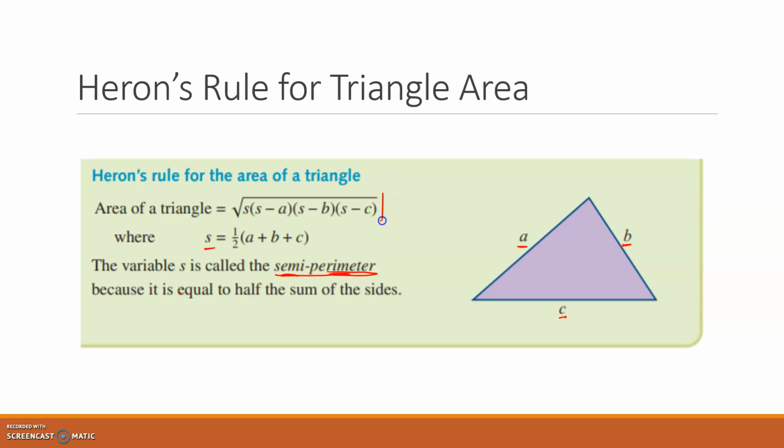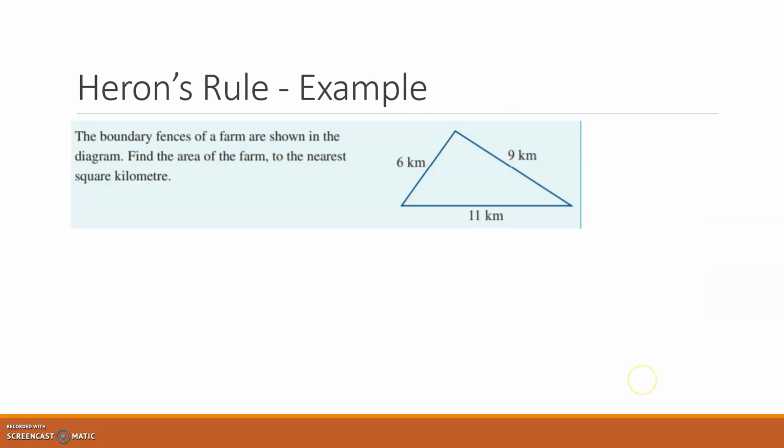But once we've done that, we actually use this rule here. So this is really Heron's rule, and S is just something we need for Heron's rule. So the rule says it's the root of S multiplied by S take A, the side length, multiplied by S take B, the side length, multiplied by S take C, the side length. So this rule takes a few steps, but we'll just see how it goes. We'll do an example right now.